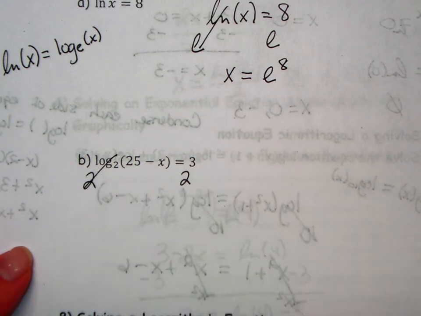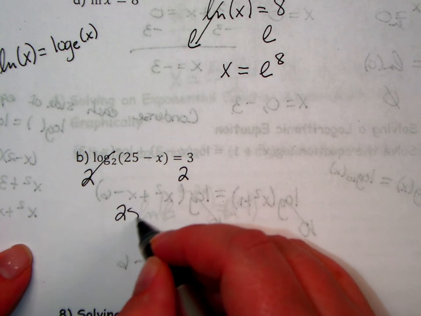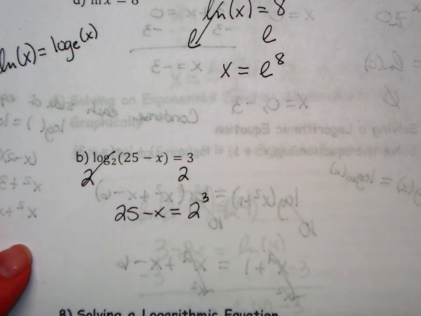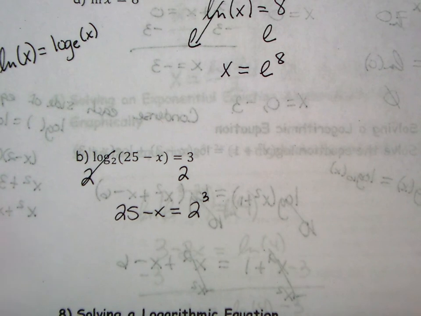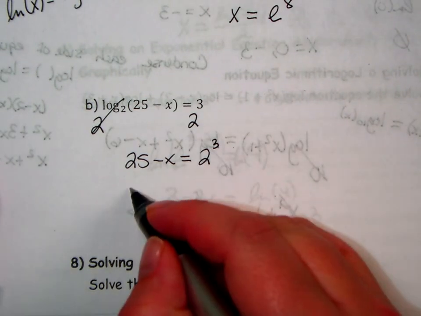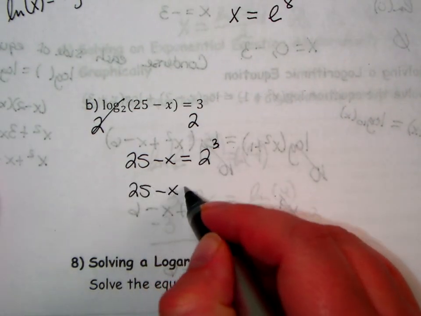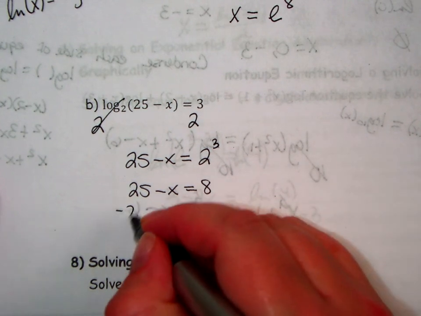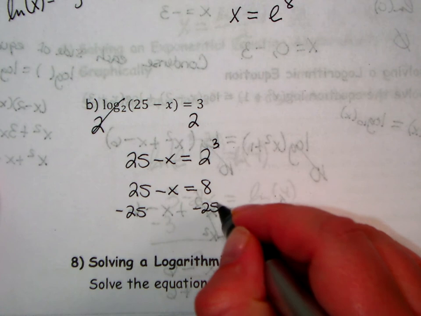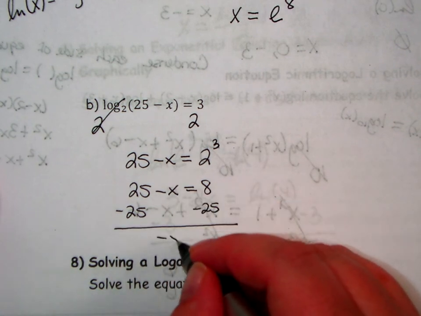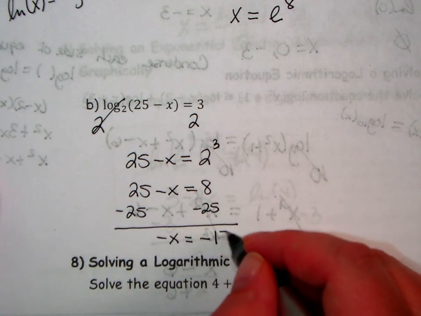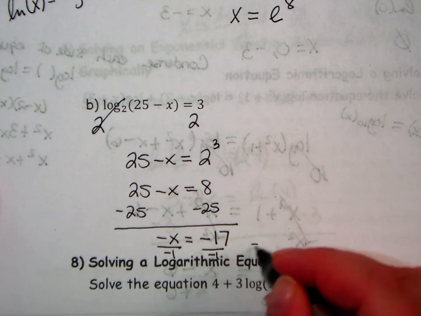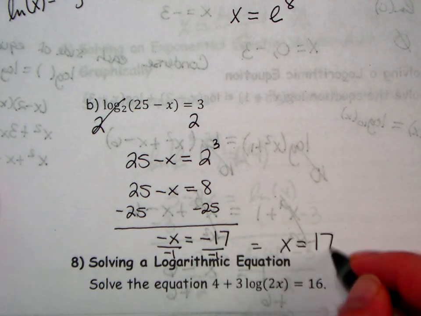2 raised to the log base 2 cancels, and I get 25 minus x equals 2 to the third power, right? So 2 to the third power is 8. So I have 25 minus x equals 8. And if I want to solve this for x, I'm going to go ahead and subtract 25 from both sides. So I get negative x equals negative 17. And so then I'll divide by a negative 1, and I get x equals 17.